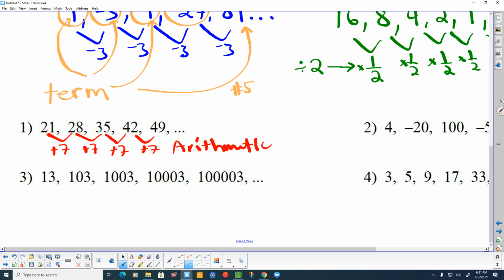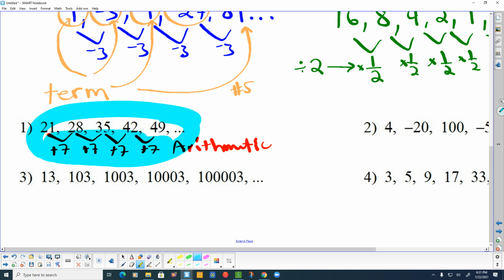I'm going to ask you to do this today on your assignment or on Monday. So tell me it's arithmetic. I want to see your work. This is your work. You show me this thing going on under the numbers, and you show me, oh, I'm adding 7 each time.